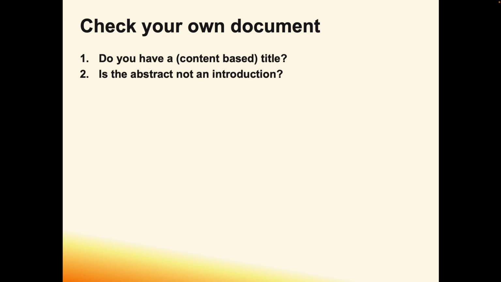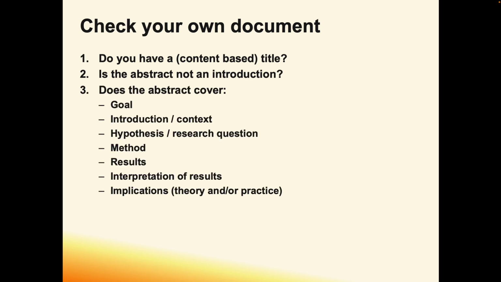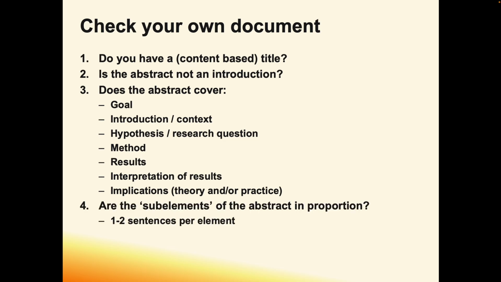So now that we've talked about abstract and about title, you can check a document that maybe you've already written. So do you even have a content-based title, or you just say master's thesis or here's the title? Is the abstract something else than an introduction? Does it cover all these elements that I talked about before? And are the sub-elements of the abstract in proportion? So typically each of these elements is 1 to 2 sentences. If you notice that your part of the abstract that is about the introduction is 5 sentences and your result is half a sentence and your interpretation is half a sentence, maybe you need to redo the proportions.